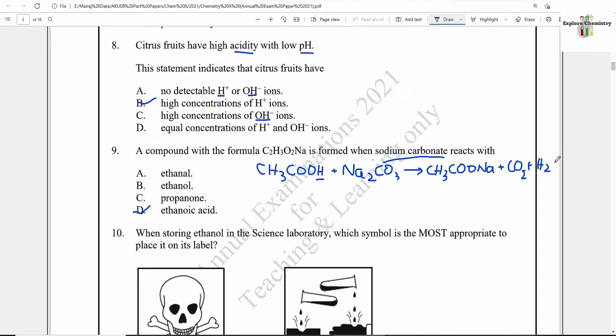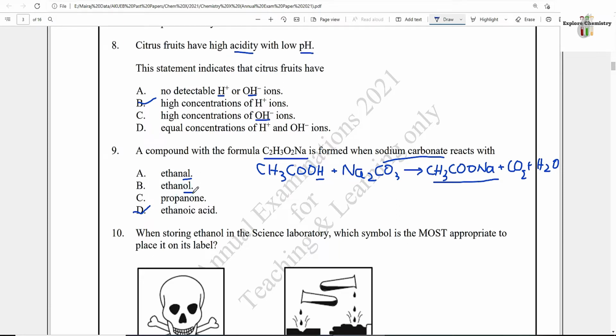Now here the salt formula is written in this way: C2H3O2Na. If you count the number of carbon, hydrogen, oxygen, this will be the formula. It is called sodium acetate. So here only ethanoic acid is able to perform this reaction and form sodium acetate. This one is aldehyde. How did I recognize?